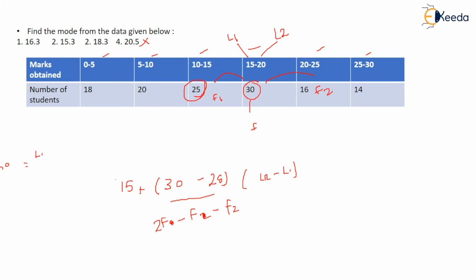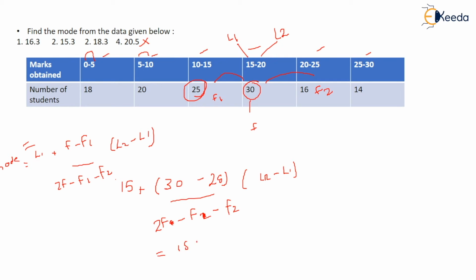Mode, whenever such type of values are given, or ranges are given, in that case you have to write the formula in such a manner: L1 plus f minus f1 upon 2f minus f1 minus f2, into L2 minus L1. Okay, this is the formula that you have to write. That means it must be bigger than 15, and this is how you will solve it.